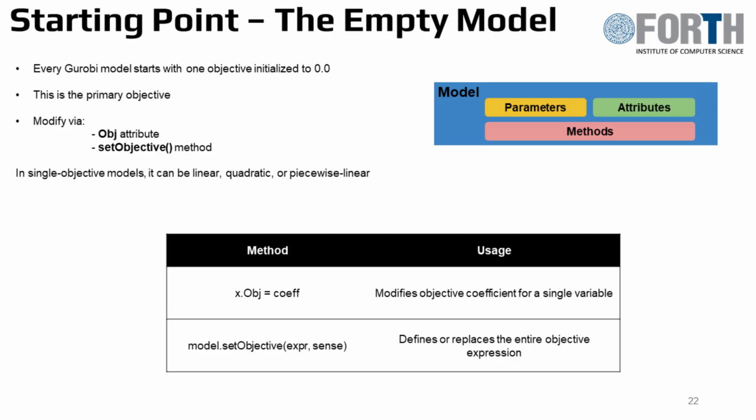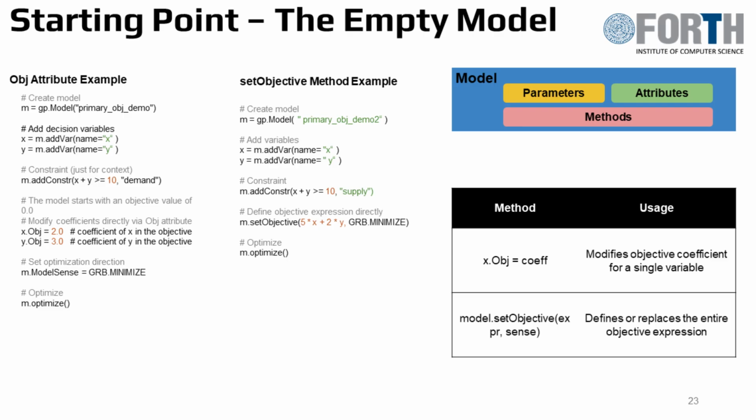For example, setting x.Obj equals coef adjusts how much that variable contributes to the objective. Second, through the setObjective method. This replaces the entire objective expression at once. It is the standard way to define a complete objective function, including the optimization sense, such as minimization or maximization. So before introducing multiple objectives, it is important to remember how Gurobi handles the default single objective and how we can modify it.